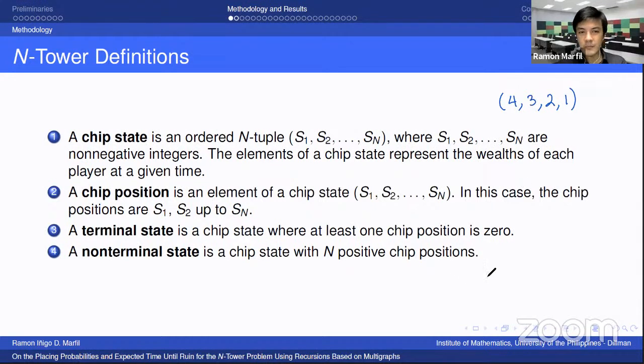Okay? An example of a terminal state can be 4, 3, 3, 0. For example, where the fourth player's wealth is already 0. Because of that, we know that only 3 players are left who have chips, or who have wealth here. So this scenario will be reduced to a 3-player problem instead of 4 players. Okay?